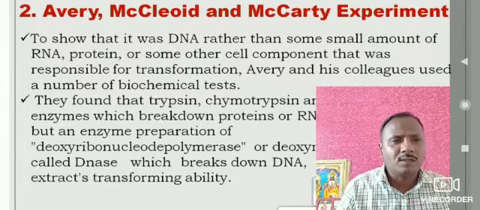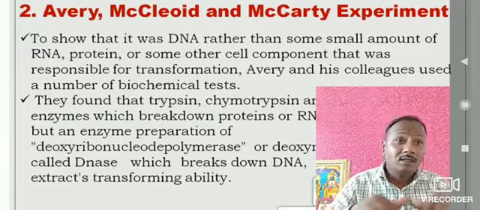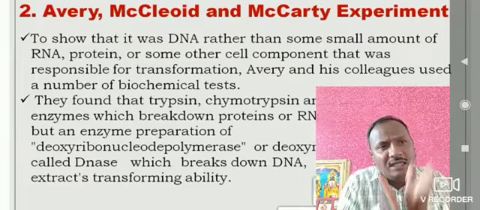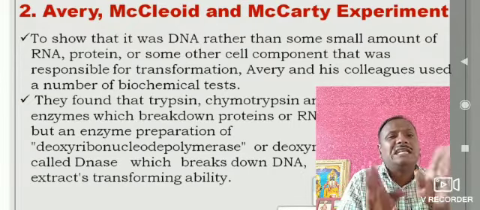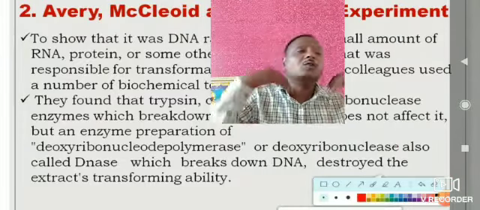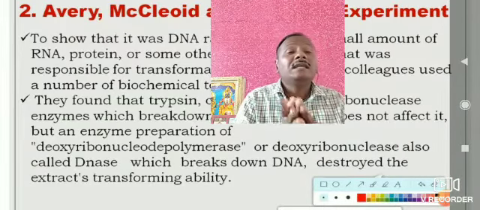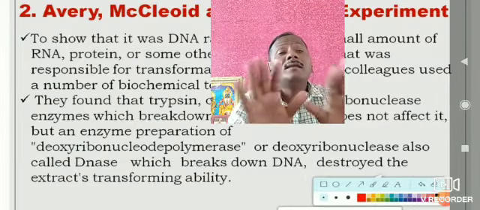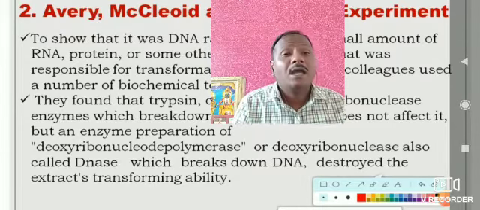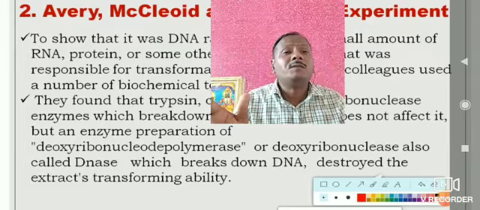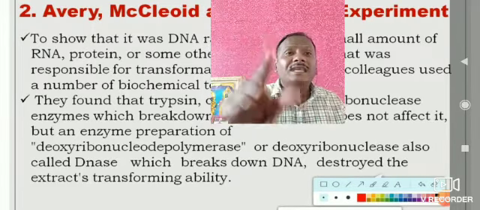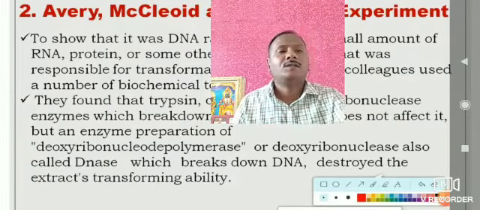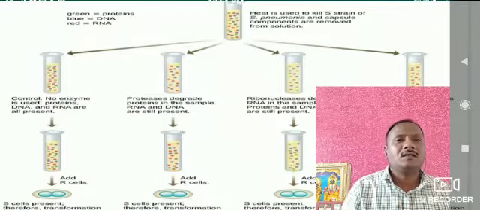If transformation still happens after destroying protein and RNA, it means DNA is responsible. After that, they used another enzyme, DNase, also called deoxyribonuclease. Then DNA is destroyed, and once the DNA is destroyed, there is no transformation process. If DNA is absent, there is no transformation, which means DNA is the only substance responsible for the transformation process.